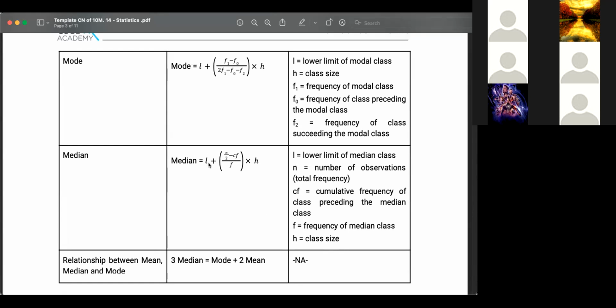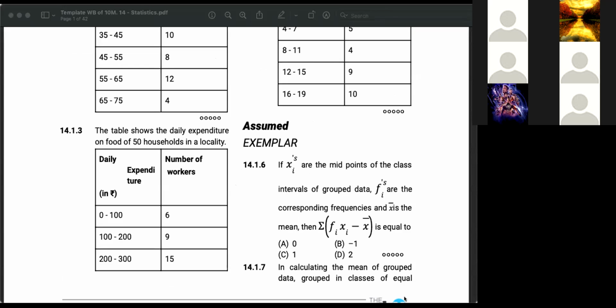So median equal to L plus n by 2 minus Cf upon F into H. You've written these things also, right? L, just like with mode, where you saw the modal class, with median you need to identify the median class, and all the variables are related to that. So L is the lower limit of the median class. N is the total number of observations, the sum of all frequencies. CF is the cumulative frequency of the class before the median class. F is the frequency of the median class and H is the class size. So we'll do one example question. That way it starts making sense and helps you figure out how to apply this also.